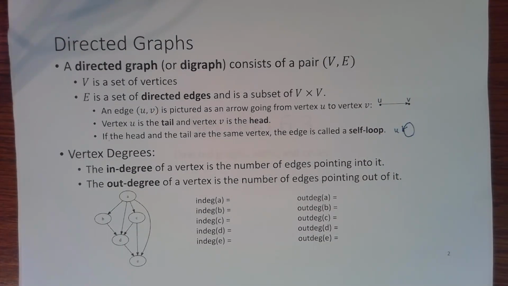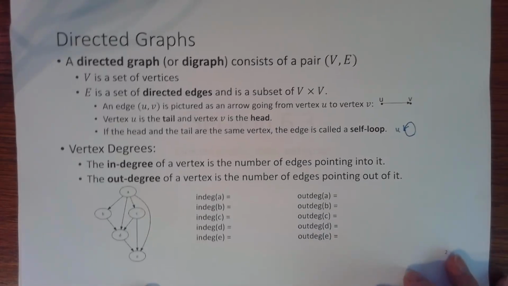Then we also want to look at the in degree of a vertex and the out degree of a vertex. The in degree is the number of edges pointing into it. Essentially, we look at the number of heads that are at A, or the number of arrows coming in. And then the out degree is the number of edges pointing out of it. So we would look at the number of edges that have a flat side, or no arrow, coming out of it. Let's look really quickly at this example graph.